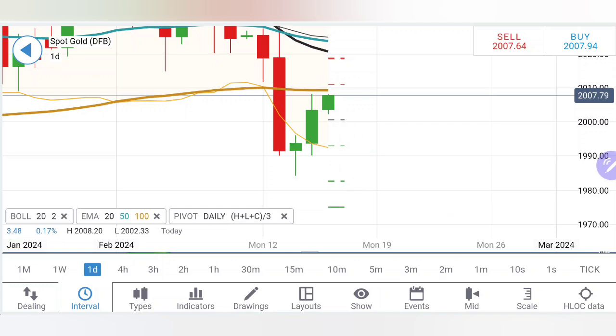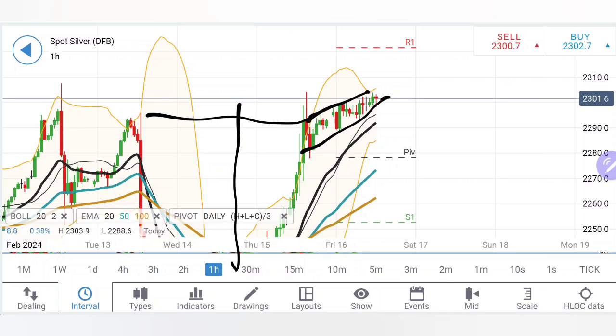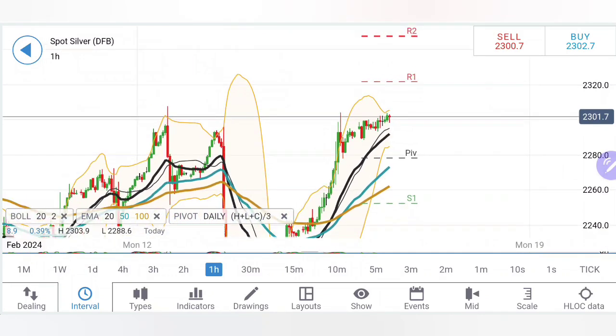Take your trades accordingly. Now let's have a look at silver. Now look at silver on the hourly charts. V-shaped recovery here, and now it is trading bullish. It has to break beyond the top levels here, thus only buying entry above 2310. When you see the prices above 2310, you can initiate a buying entry.